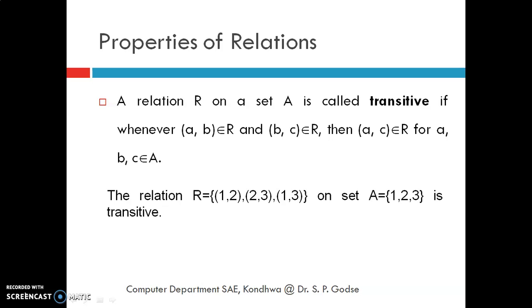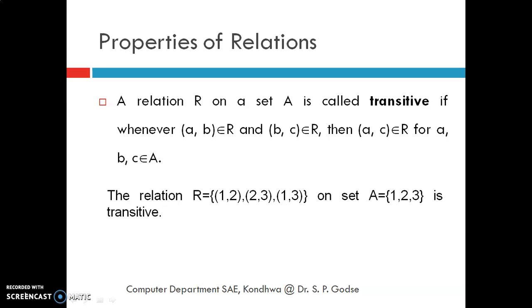Next property of relation is transitive. A relation R on set A is called a transitive relation if whenever (A, B) belongs to R and (B, C) belongs to R, then (A, C) belongs to R, for A, B, C belonging to A. Means for every pair (A, B) in relation R, if (B, C) also exists in R, then (A, C) should be present in R. Then that relation is called transitive if it holds for all such pairs.